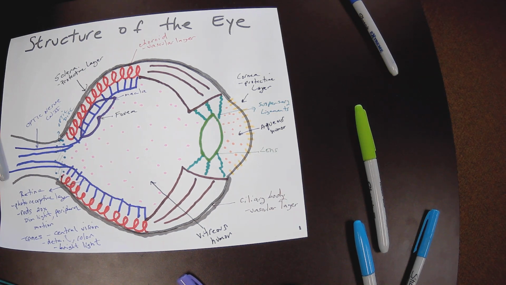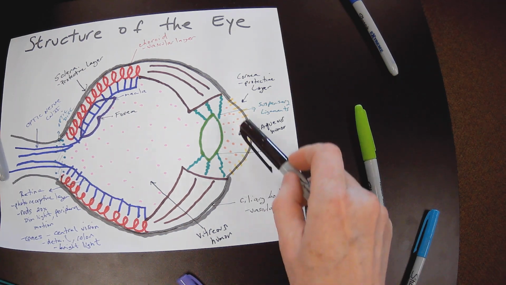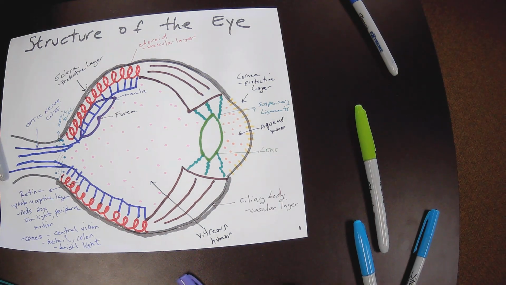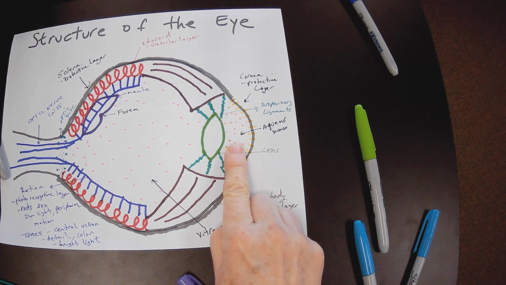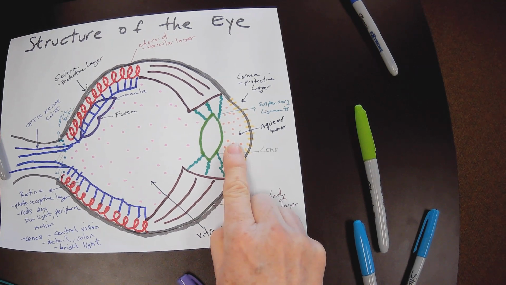So if you get a buildup of aqueous humor in here, does anyone know what problem that causes? Yeah, glaucoma, good. You guys have been tested when you go to the eye doctor, they do that little puff, right? That little puff that everybody hates. When you get that puff, that's what they're testing for. They're testing for the buildup of aqueous humor. And that's going to cause a problem called glaucoma.